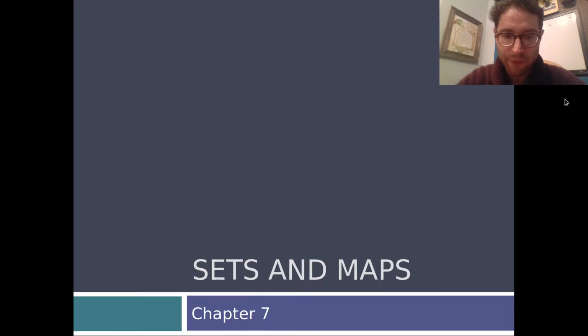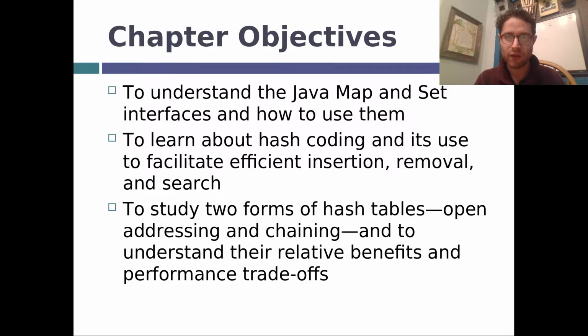Alright, so this chapter is on sets and maps, but that's the title, but actually more it's a chapter on hash tables. Sets and maps are two data structures we're going to learn how to use. They're kind of the last two before we get into graphs, which is not something we'll code up, and not something that Java natively provides.